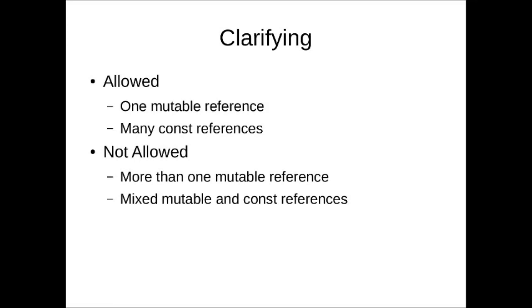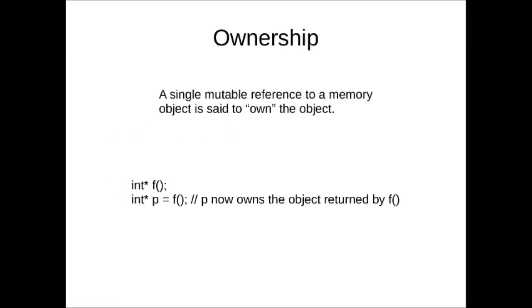Now, I have convinced myself that this works, and I don't really know how to prove it, but other people have proved it, and I'm confident that this works. Think about it, and I think you'll agree. That single mutable reference to a memory object is said to own the object, i.e. it is the owner. And the most straightforward way to create an owner is to have a function which returns a unique pointer and assign that to a variable. And now that variable p owns the memory object returned by the function f.